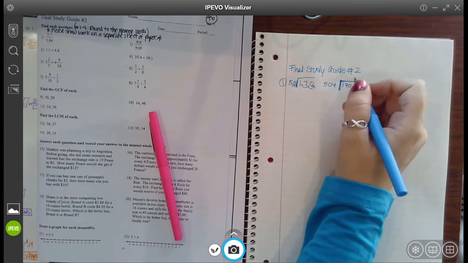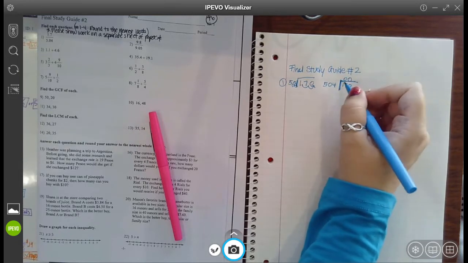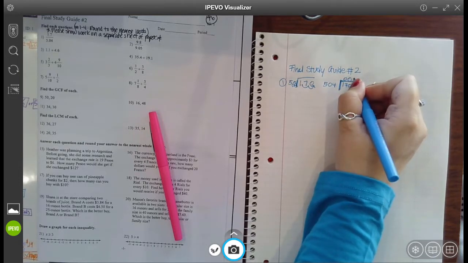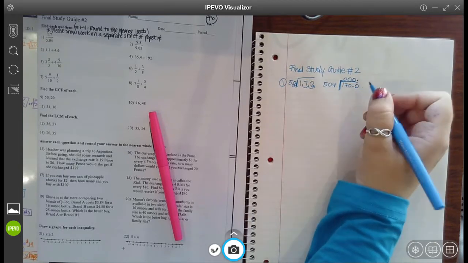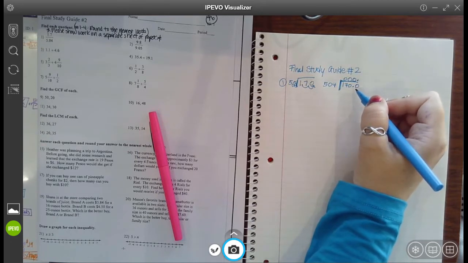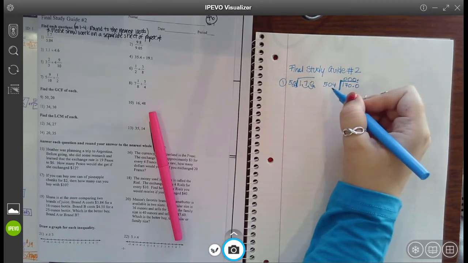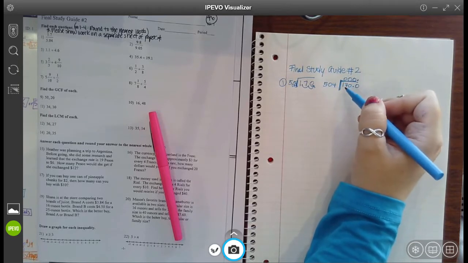Can 504 go into 1? No. Can 504 go into 17? No. Can 504 go into 170? No. So then what we do is we add a decimal and a 0. Now 504 can go into 1,700. I don't know about you, but I don't know my 500 times tables. So I just look at this first part, the 5. How many times does 5 go into 17?